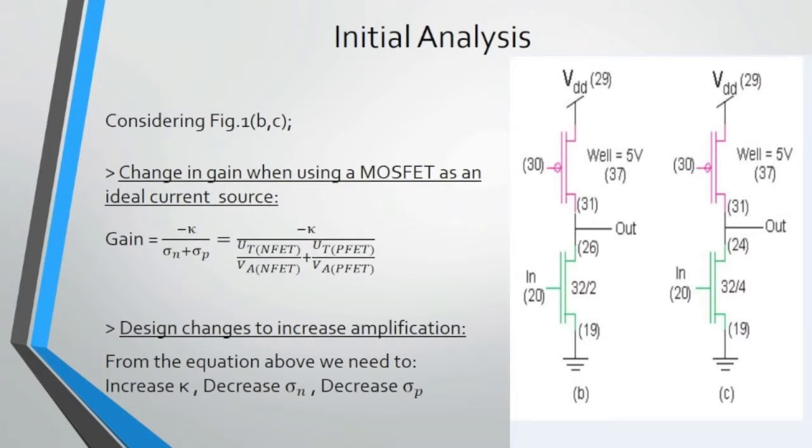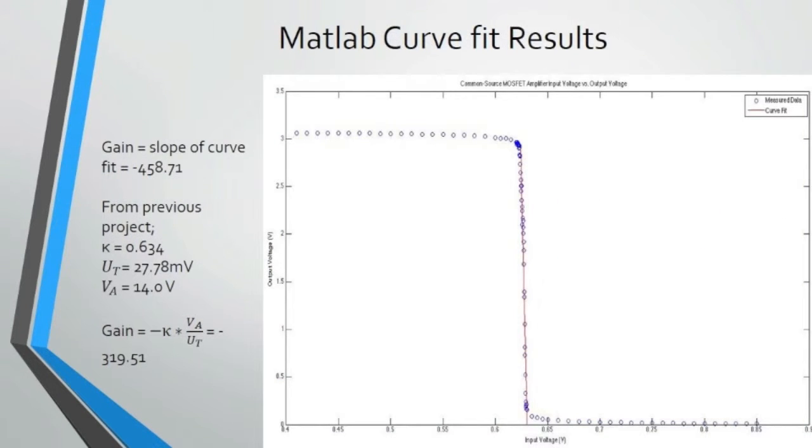If we were to use a PFET to model an ideal current source, we see that the gain in fact drops due to it being affected by the sigma of the NFET and the PFET respectively. Some design changes we need to consider to increase amplification is to increase kappa or decrease sigma n or sigma p. Using the slope of the curve fit, we see that the gain is negative 458.71.